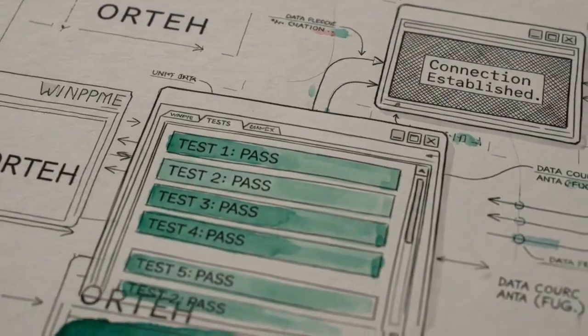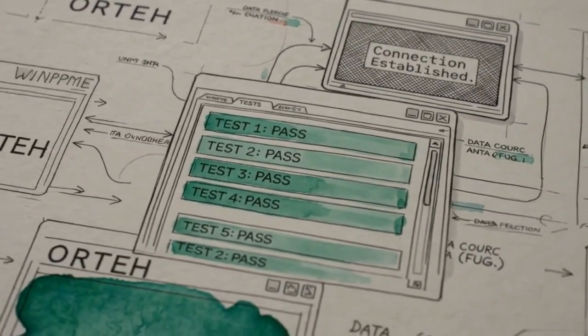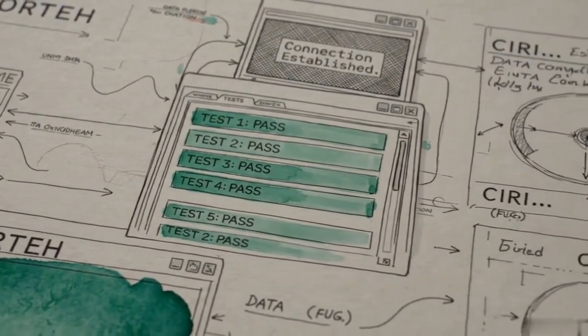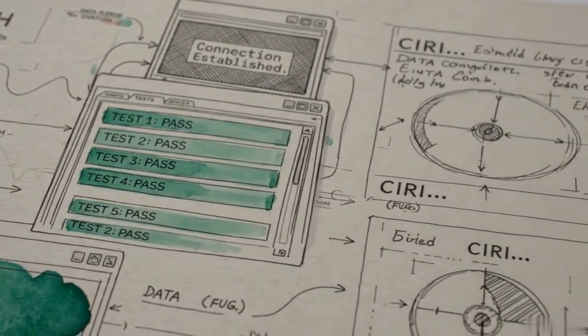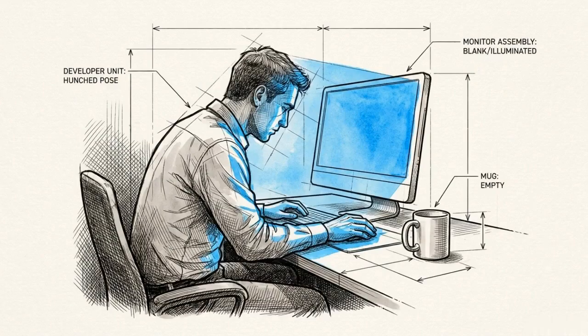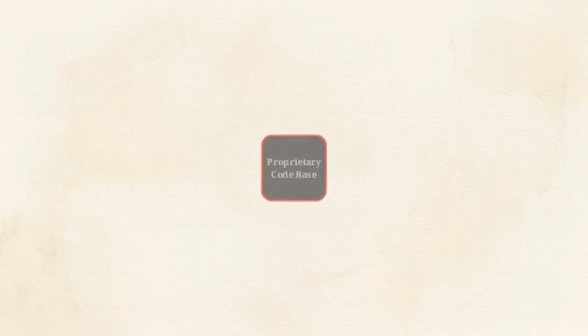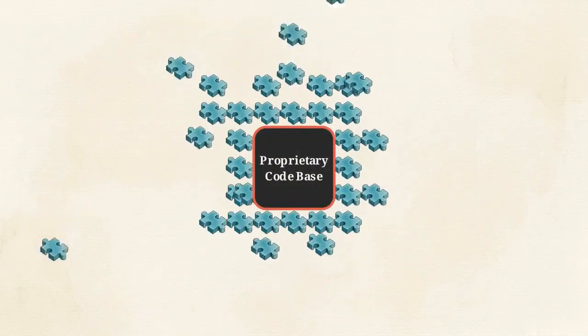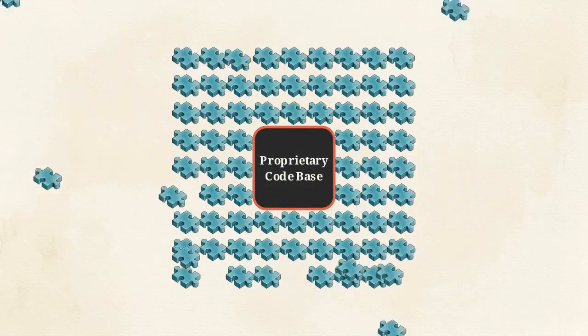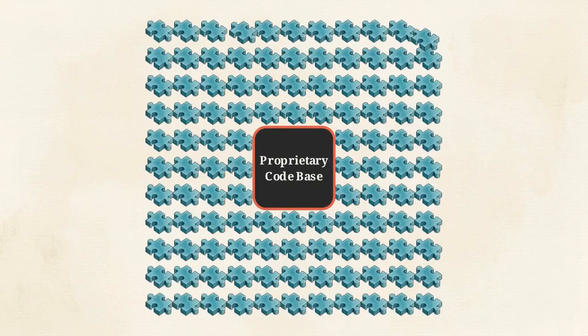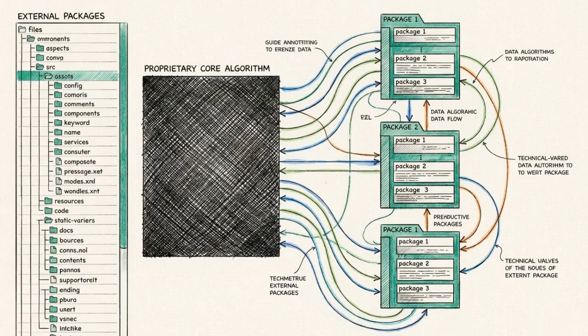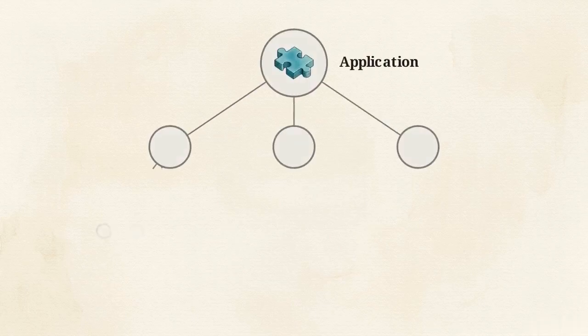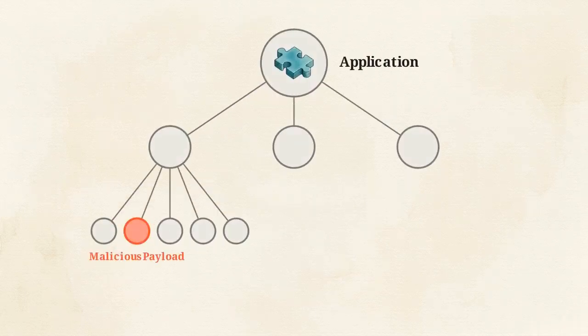You can write flawless, fully tested code on your local machine and still deploy a system that is entirely compromised. Modern applications are rarely built from scratch. Developers rely on package managers to automatically pull in hundreds of external third-party libraries to handle routine functions. Because of this architecture, an attacker rarely targets your proprietary code directly. Instead, they hide a malicious payload deep within an obscure nested library that your application depends on.